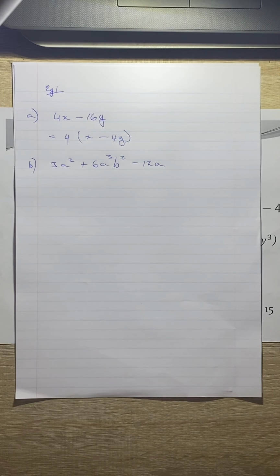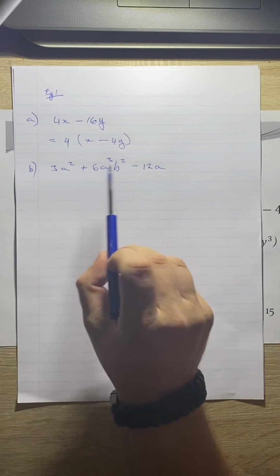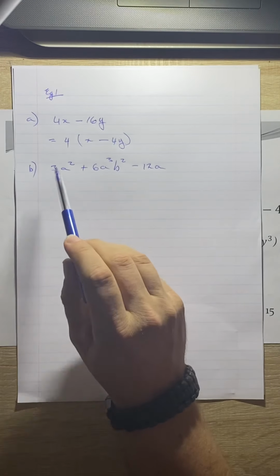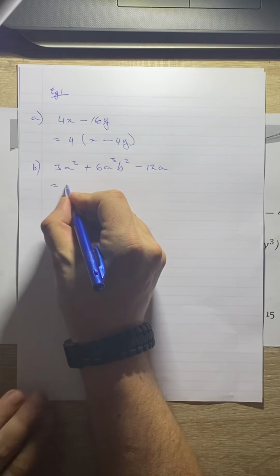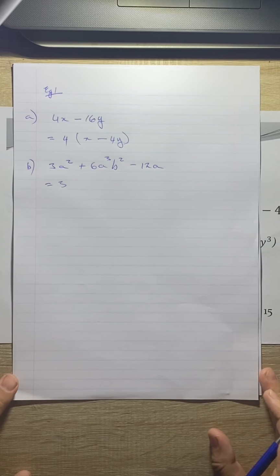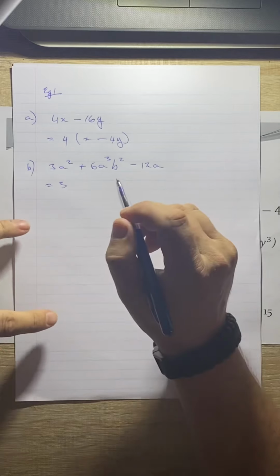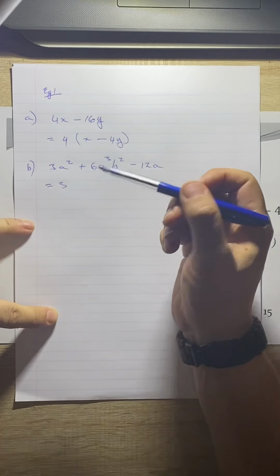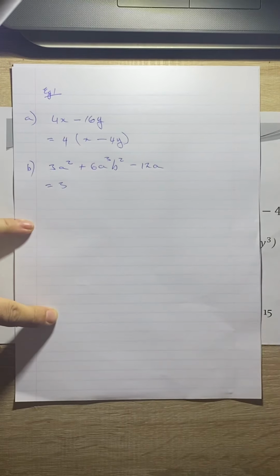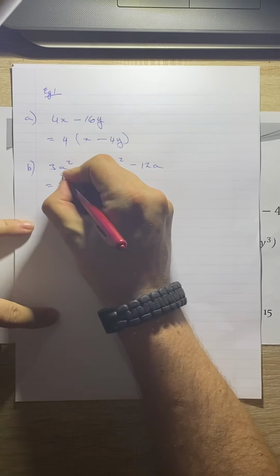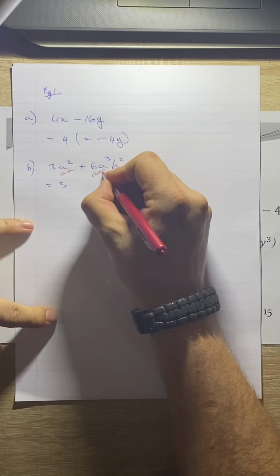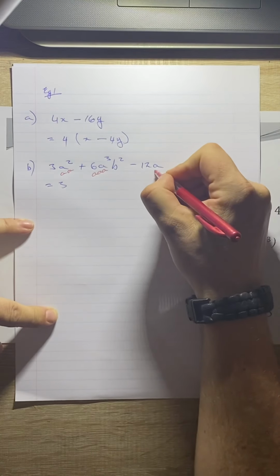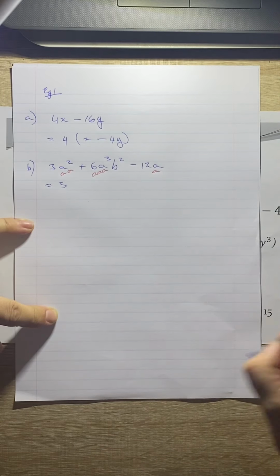I'm going to look at the numbers, then at the variables. Our numbers are 3, 6, and 12. What is the highest number that goes into 3, 6, and 12? Well, it would be 3. 3 goes into all of them, and it's the highest number that does. Next I look at my variables. Remember that a squared means you have 2 a's, a cubed means you've got 3 a's, and then you just have the 1a.